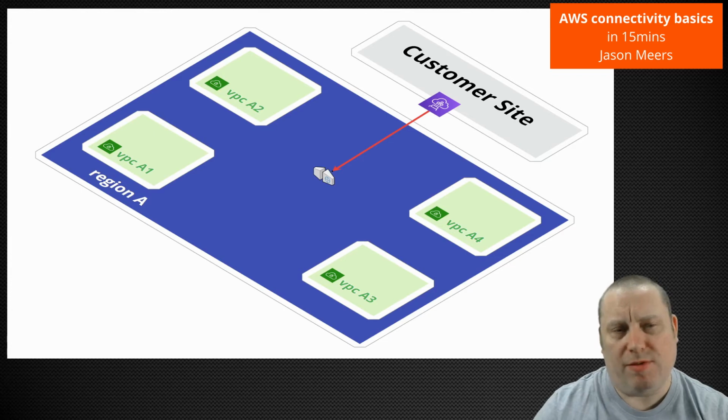Now, you may be able to tell on this video, I've done something a little bit different this time. I've now got one big region covering 4 VPCs. And I've done that for a reason. It's because you may remember a transit gateway is a regional construct.